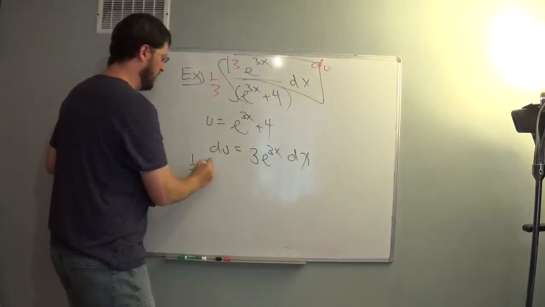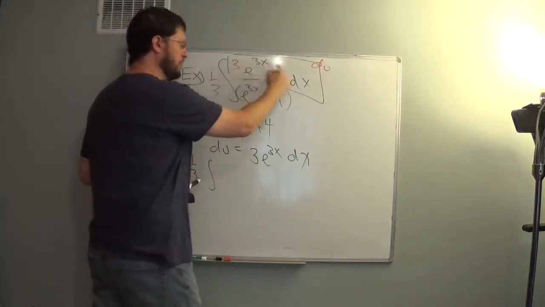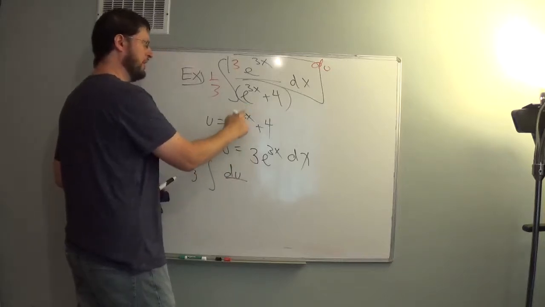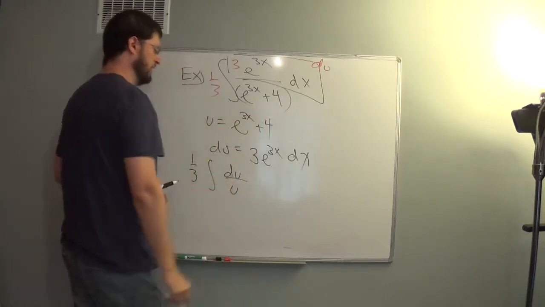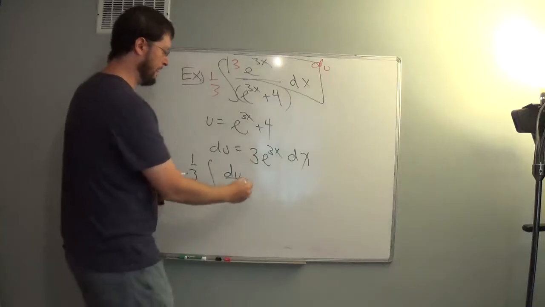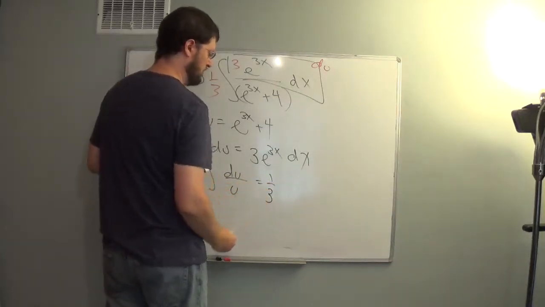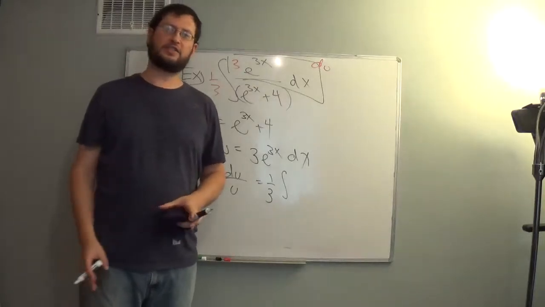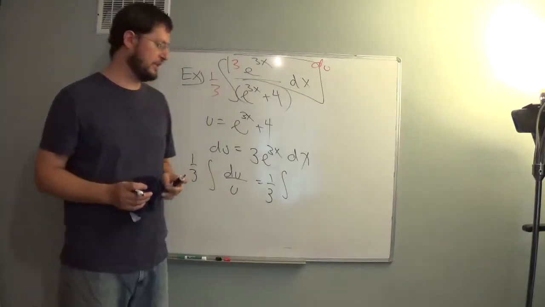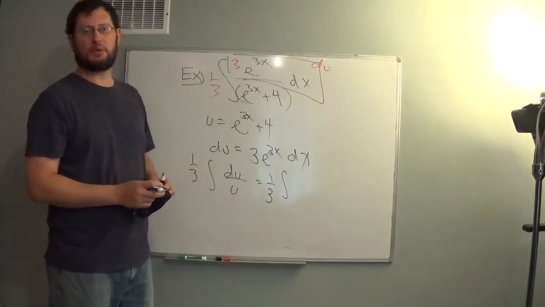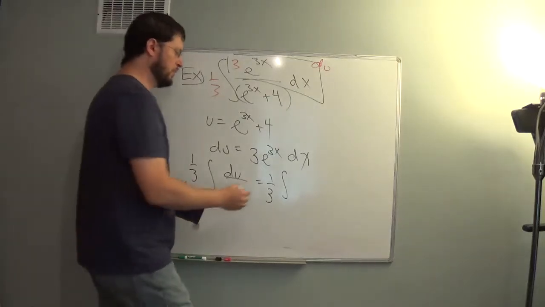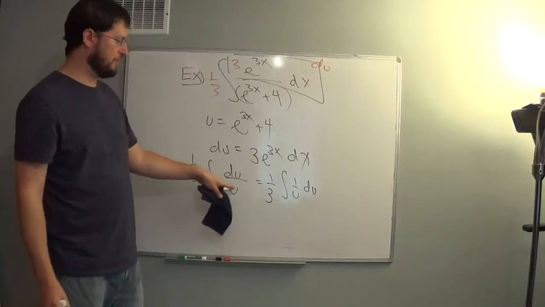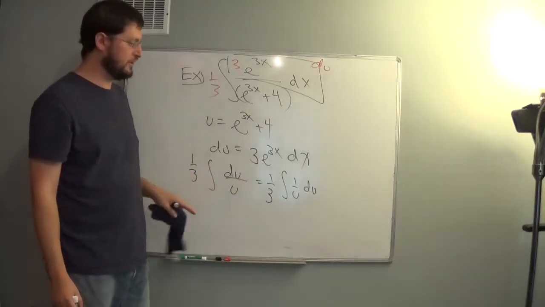And now we get 1/3 integral, the numerator is du, the denominator is u, e to the 3x plus 4. So du over u, which is 1/3. This du over u we're going to see a lot, and you just have to get comfortable with it. It shows up all the time when we're finding these antiderivatives. This really is 1 over u du. If we just think about some algebra there, that's 1 over u du.